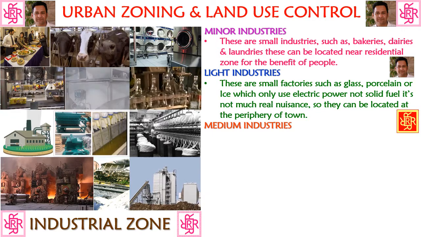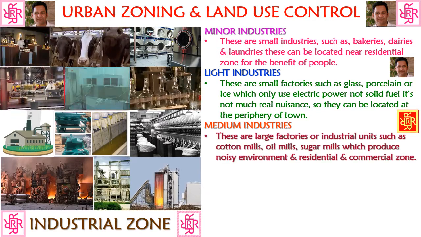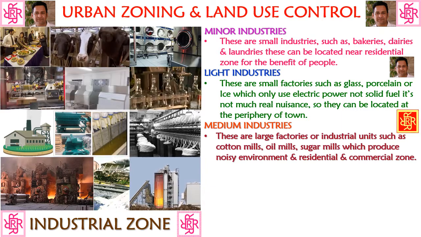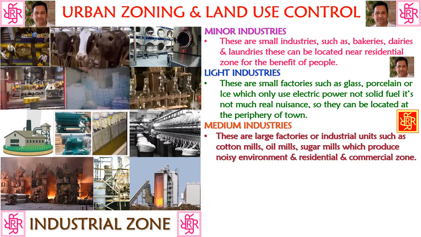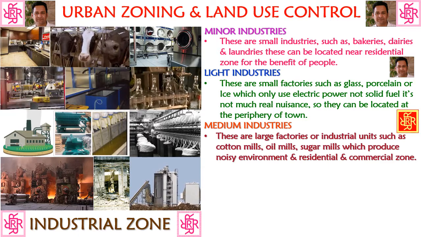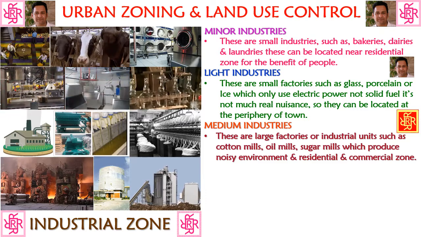Then there are medium industries. Medium industries are the large factories or industrial units such as cotton mills, oil mills, and sugar mills, which produce a noisy environment. Residential and commercial zones should be kept away from the medium industries because it affects them. It's very incompatible if they are joined together with residential.